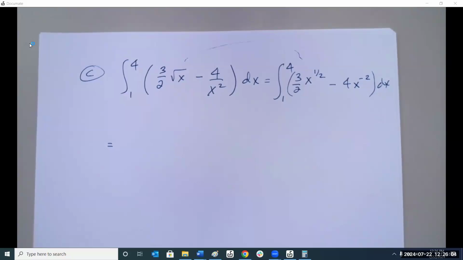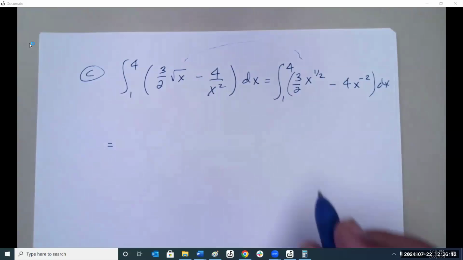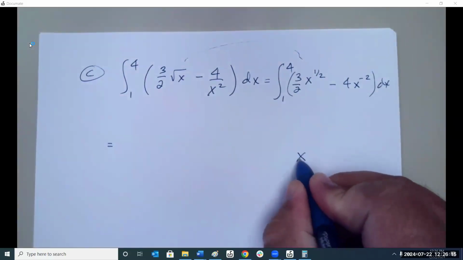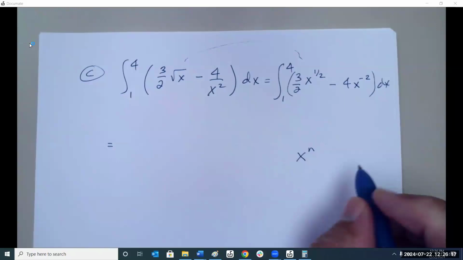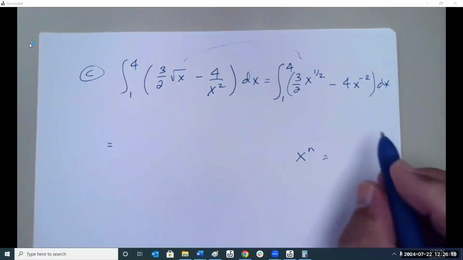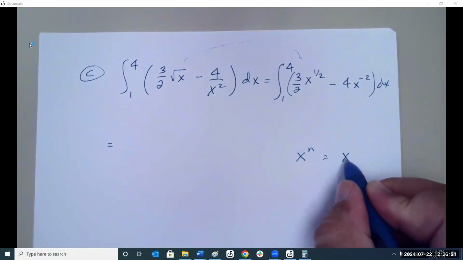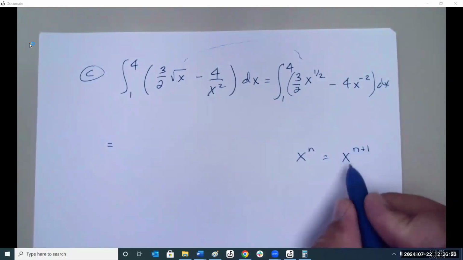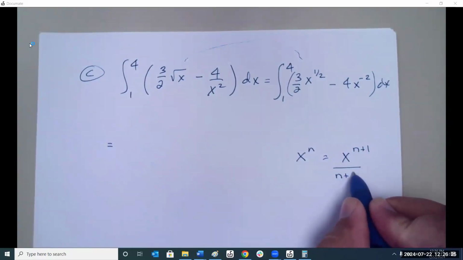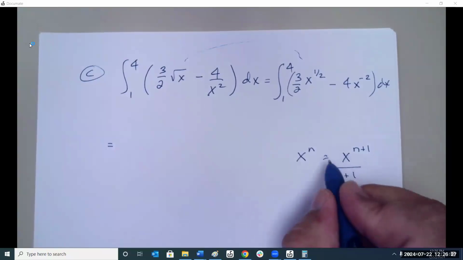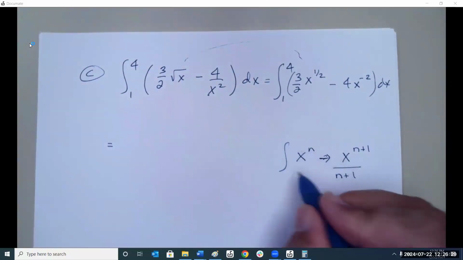Okay, the general rule approach for integrals. Remember, in derivatives, we always subtracted 1. Now, if we start off with that, we have to add 1, plus we have to divide by it. So the integral of x.